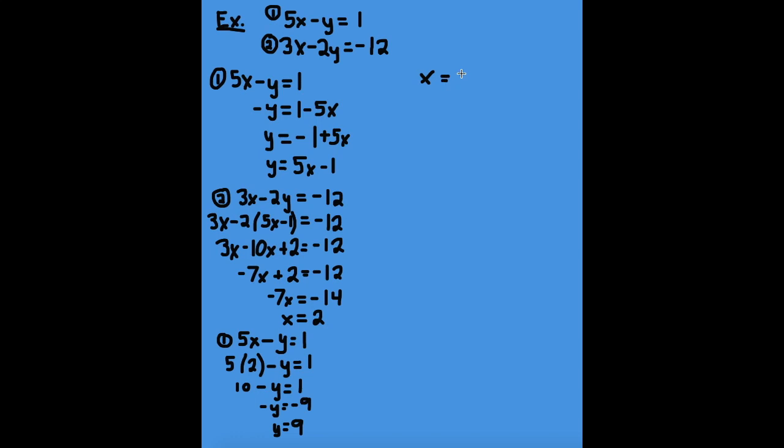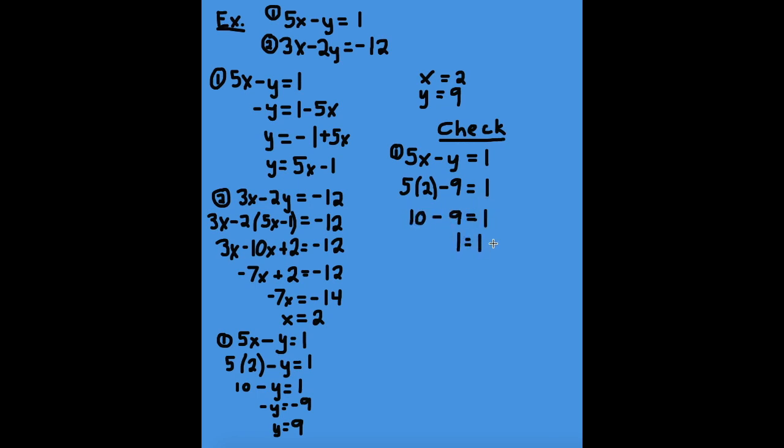So we got x equals 2 and y equals 9. Let's check our work to see if our answers are correct. So we will plug the values in equation 1, which is 5x minus y equals 1. When we plug x equals 2 and y equals 9 in it, we get 5 times 2 minus 9 equals 1. We get 10 minus 9 equals 1, and we get 1 equals 1, which is correct. 1 does equal 1.